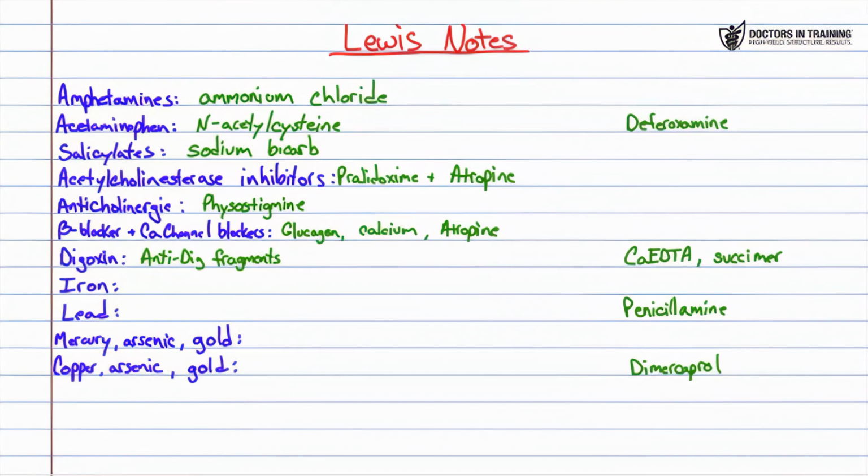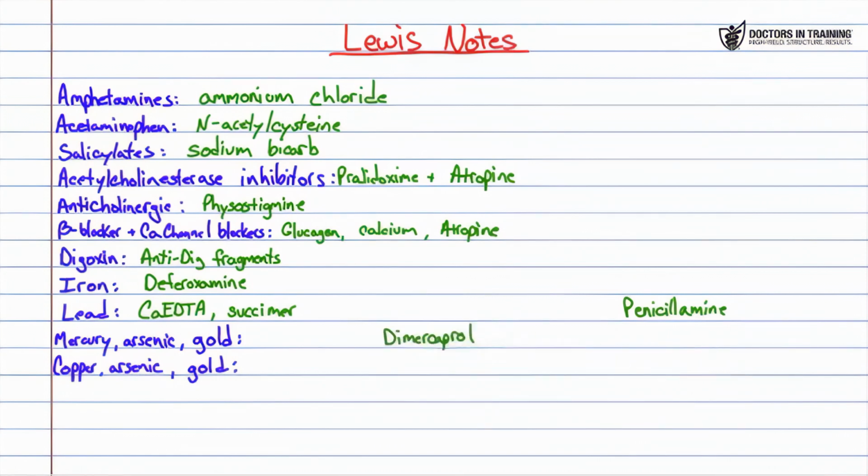Next, we have iron. You're going to use deferoxamine to treat that one. Lead, you can use a combination of things. You could use dimercaprol. You could also use calcium EDTA or succimer. You could put dimercaprol in that situation as well. Mercury, arsenic, gold. That's going to be dimercaprol. And then for copper, arsenic, gold, think of copper as those pennies, so you can use penicillamine in that situation.